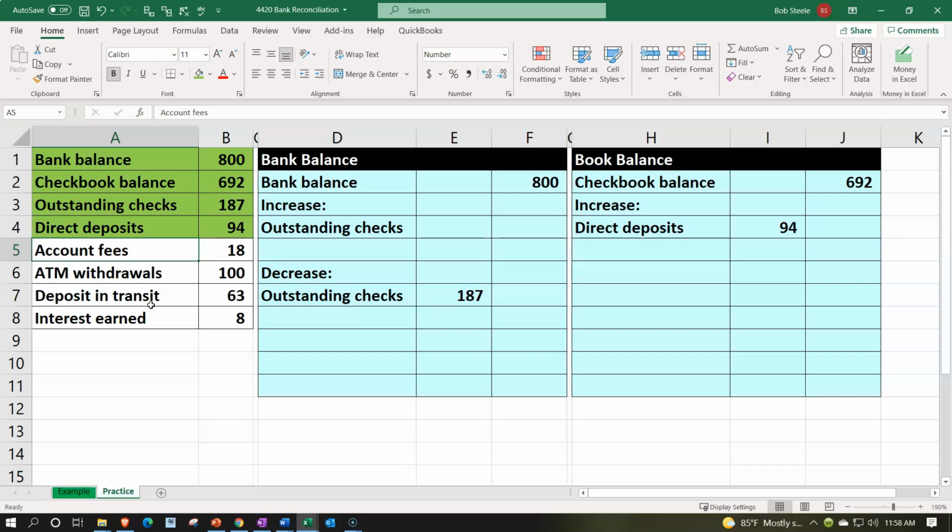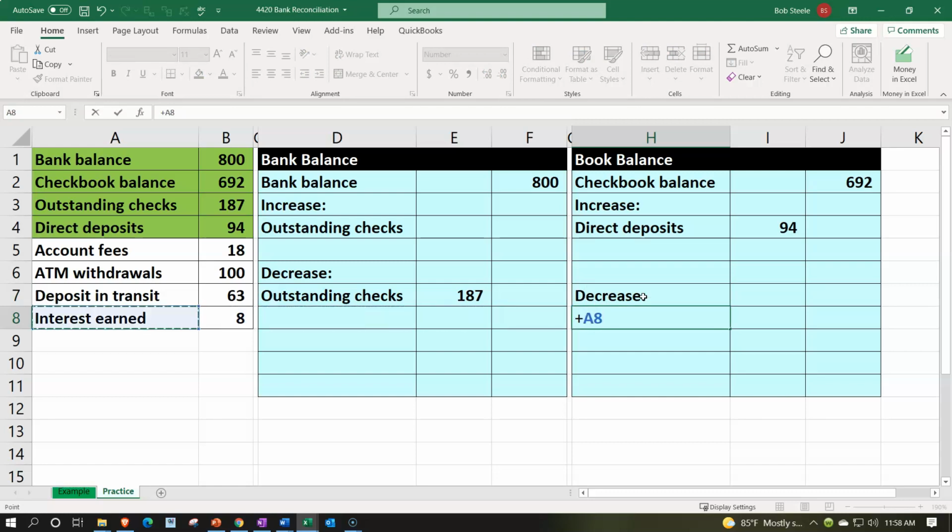The bank charged us for some kind of fees, and that's something that we didn't know about until we saw the bank statement. So we didn't record it on our side yet. We haven't recorded it on our side, so it's on the bank statement but not on our books. So typically when that happens, we have to fix the bank statement, and that's going to be a decrease on our side. So I'm going to say decrease colon. So we're going to have to decrease our balance by these fees that we didn't know about.